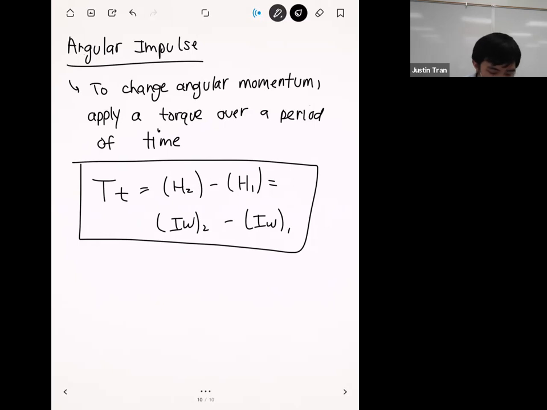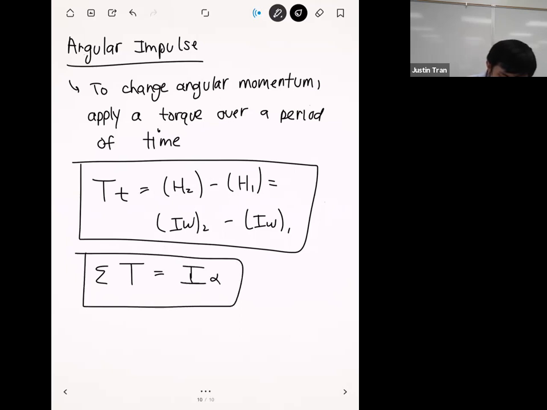Another way that we can express this angular impulse theory, taking the limit as t approaches 0, is to say that the sum of the torques around an object is equal to the moment of inertia multiplied by the angular acceleration. This formula right here is basically Newton's second law, but for angular motion.